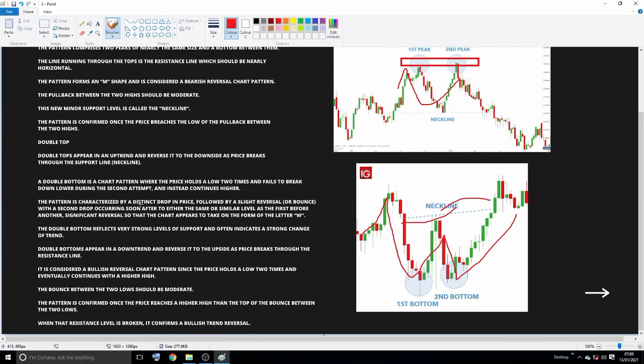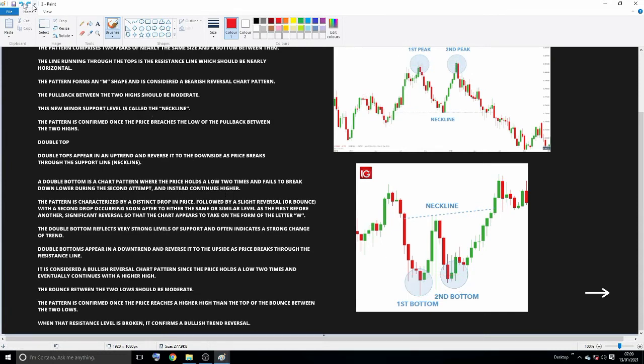The pattern is characterized by a distinct drop in price, followed by a slight reversal or bounce, with a second drop occurring soon after to either the same or a similar level as the first before. So this is what it means. 1, 2. This is a double bottom. We have two almost the same lows. As you can see here, this is our double bottom.